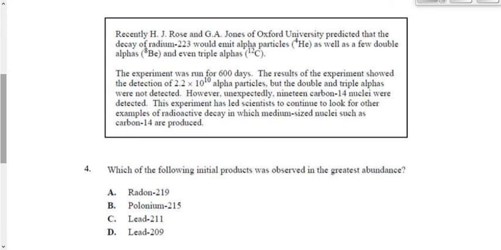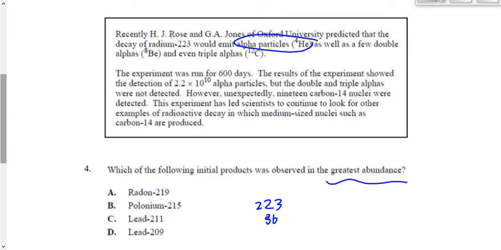And then it talks about the number of particles and how long it's run for and so on. We want to find out what's going to be observed in the greatest abundance here. Well, the greatest abundance is probably going to be alpha particles because it says it emits alpha particles and a few double alphas and even a few triple alphas. So it's going to mostly emit alpha particles. And if it mostly emits alpha particles, then we're going to balance this equation.